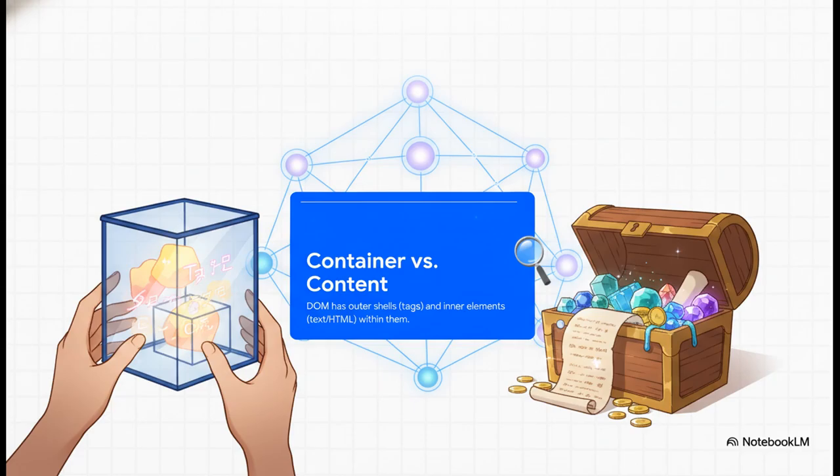Moving on to section 2, container versus content. Okay, so we really need to define our mental model here first. The document object model isn't just some flat list of text, it's highly structured. Think of the DOM as being made of structural containers, we can call them outer shells or HTML tags, and then the content that actually lives inside them, like text or child HTML elements. If you don't grasp the difference between the box itself and what's inside the box, you're going to end up deleting the wrong things on your page.